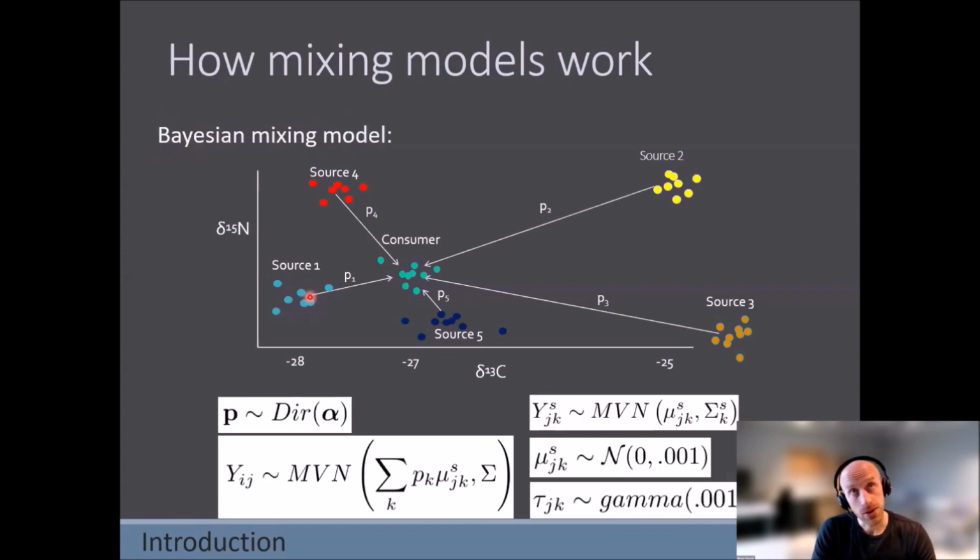That's why, starting in 2008 or so, people gravitated towards putting these models in a Bayesian framework, which accounts for the uncertainty in the source values and the consumer values, and then you can fit all of the data in a hierarchical Bayesian framework and take into account this uncertainty in a nice way.